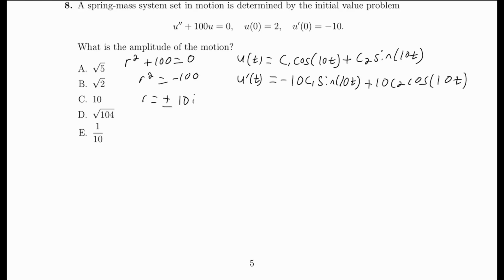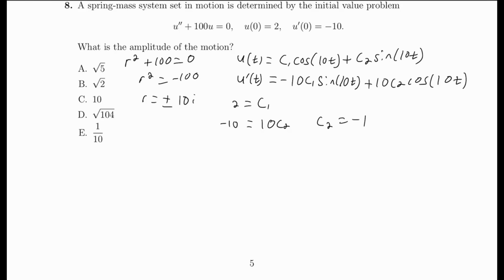We can go ahead and substitute in our initial conditions now, and we'll get 2 is equal to, we'll keep our cosine term because cosine of 0 is 1, so 2 is equal to c1 plus this entire term will become 0 because sine of 0 is 0. And then for u prime, we'll get negative 10 is equal to, again, we'll lose our sine term because sine of 0 is 0, and cosine of 0 is 1, so this will just be 10c2. Solving that for c2, we get c2 is equal to negative 1.